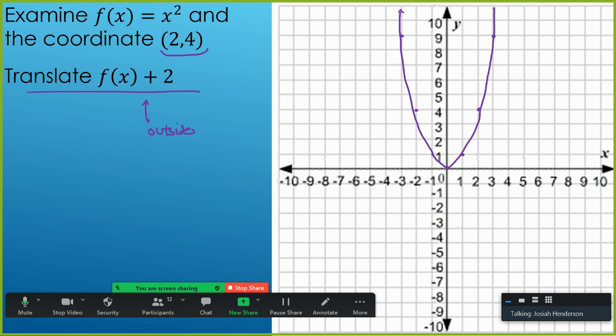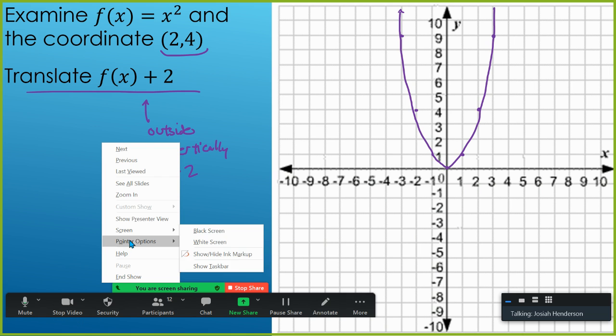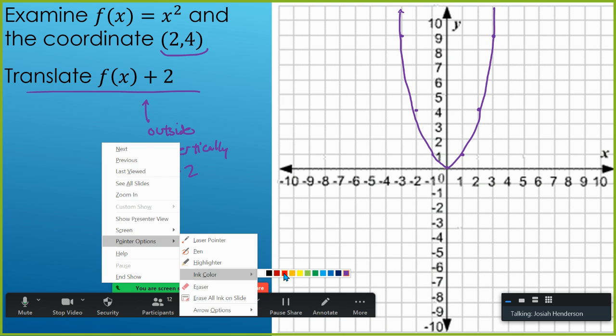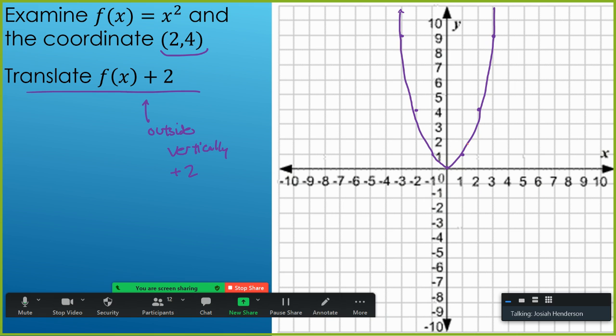I'm losing it. So it's outside the parentheses, and that means do it vertically, and it means do it at face value, no opposites. So it's actually +2, but it's not going to apply to everything. It's only going to apply to the y's. So if we do that translation, I'll do it in red to compare. Think of all your original spots going up 2.